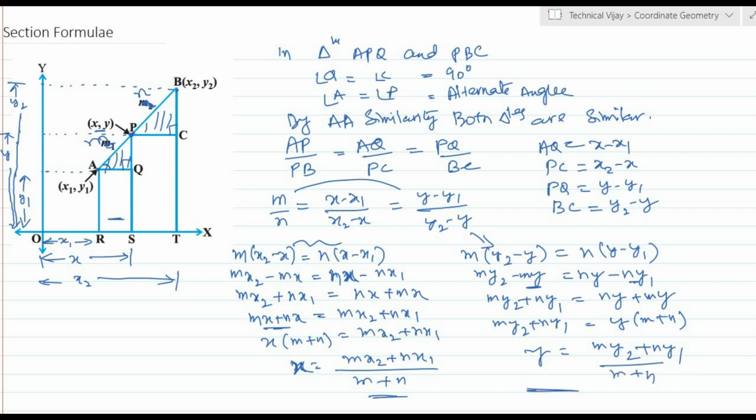So this is the formula for the Y coordinate. And this is for the X coordinate. These two formulas we have to remember. For remembering, what we have to do, first this ratio M we have to take, and the distant coordinate we have to multiply. M into X2 plus N into X1 divided by M plus N, like this. So we will solve the first problem so that we can understand.